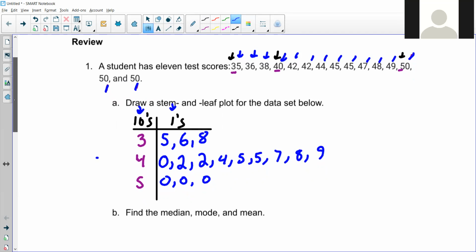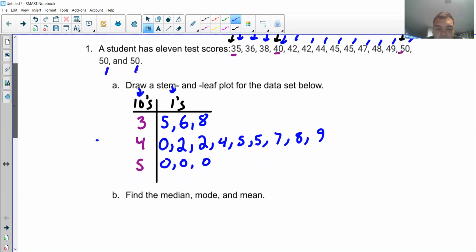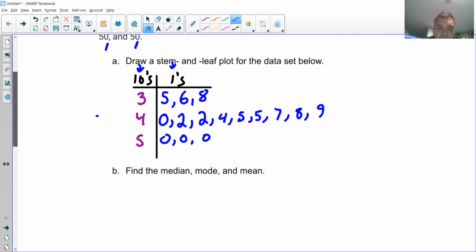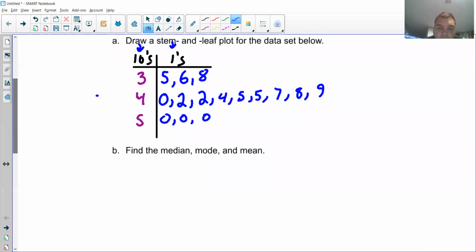So your stem is your tens place, and your leaves are the ones place. Okay, let's go to the next part of the question. Find the mean, median, and mode. So since I said median first, I'll do median. So I need to find the middle. And the middle is really easy when everything's in order. I just have to count from the outside in.